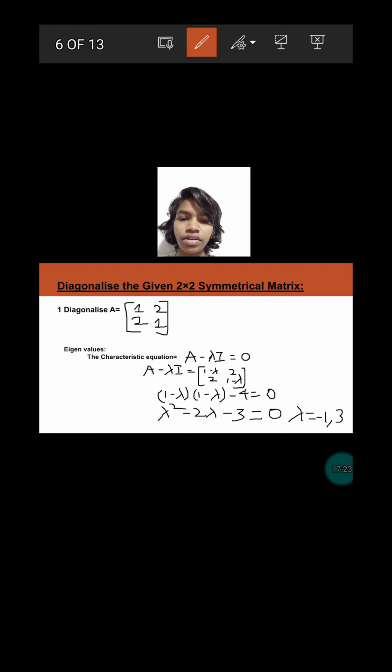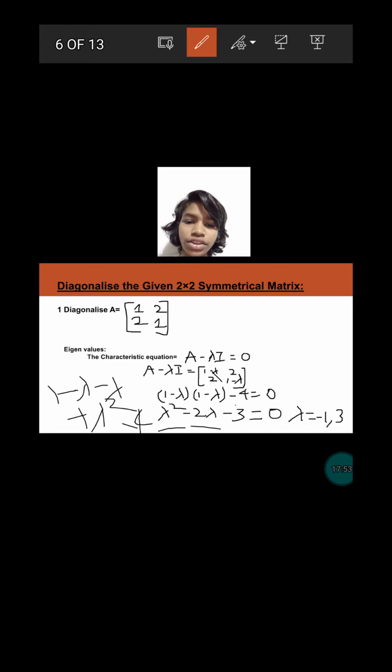1 minus lambda into 1 minus lambda, and 2 into 2, that is 4, minus 4 equals 0. 1 minus lambda into 1 minus lambda minus 4 equals 0. 1 into 1 is 1, 1 into minus lambda is minus lambda, minus lambda into 1 is minus lambda, and minus lambda into minus lambda is plus lambda square, and minus 4. So this is lambda square minus 2 lambda minus 4 plus 1, that is minus 3, equals 0. We find the roots of this equation, and we get minus 1 comma 3.